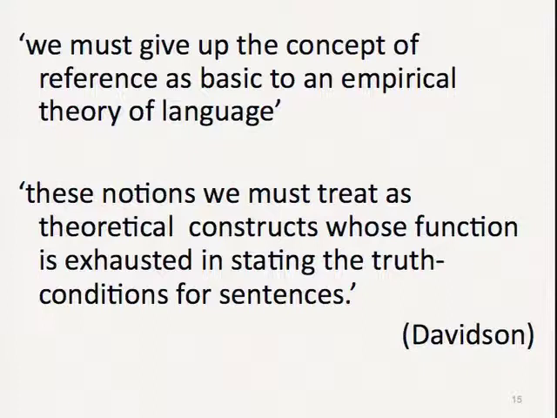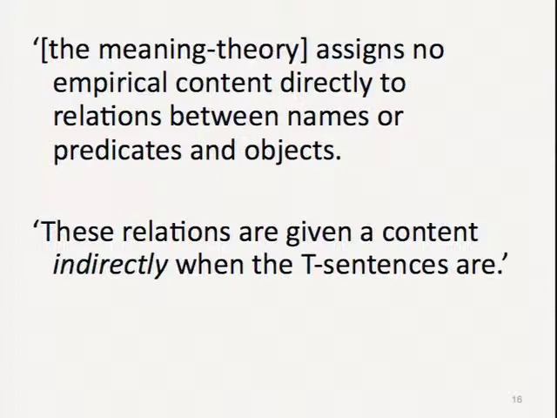Okay, so the meaning theory doesn't give any empirical content directly to relations between names or predicates and objects. That's just a big mistake in theory of meaning, to look for that. These relations between names or predicates and bits of the world, they are only given a content indirectly when these sentences, these SP pairings, mean something. I mean, they have empirical significance. They have some friction. Suppose you're taking a theory for the signs of French that is telling you what all the words refer to and so on. The only way you test that theory is by saying, does it get the truth conditions of the French sentences right? There's no question, what do the words really refer to?